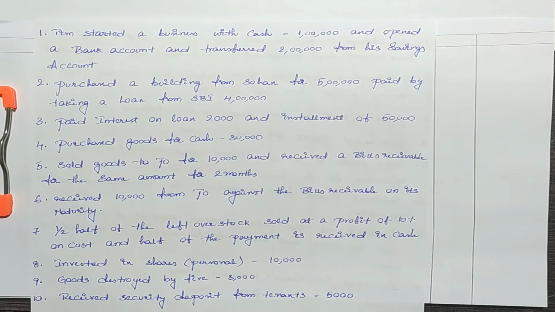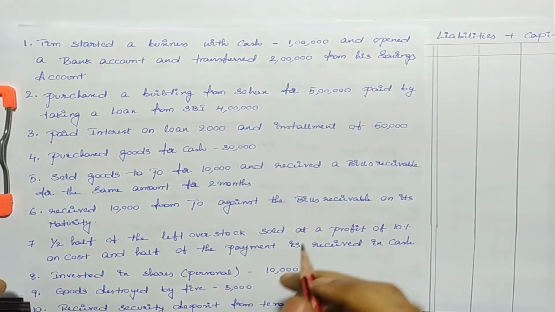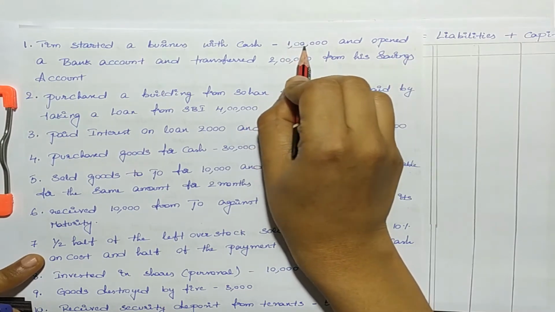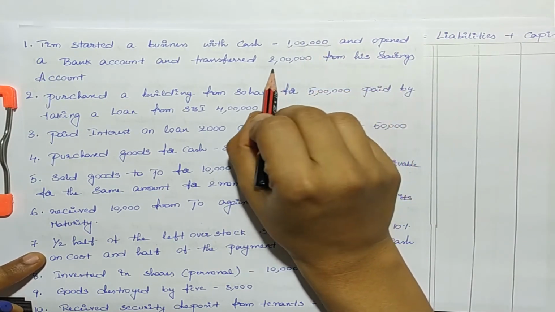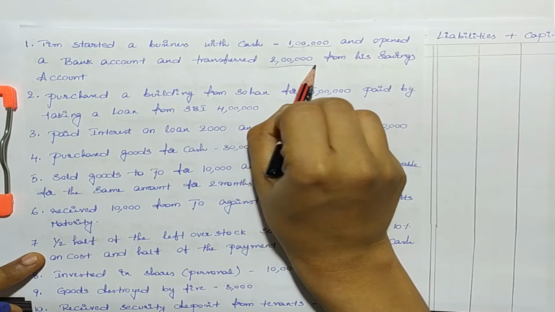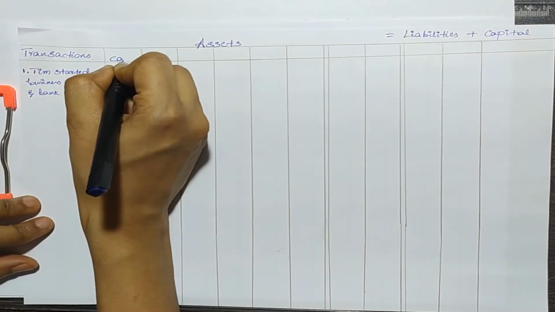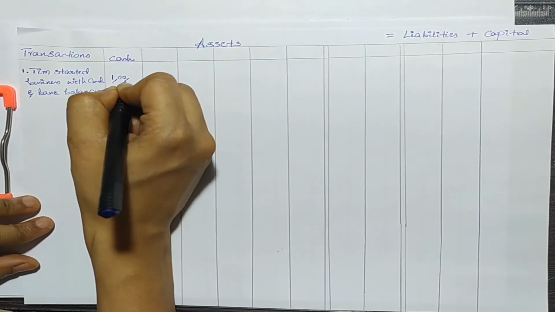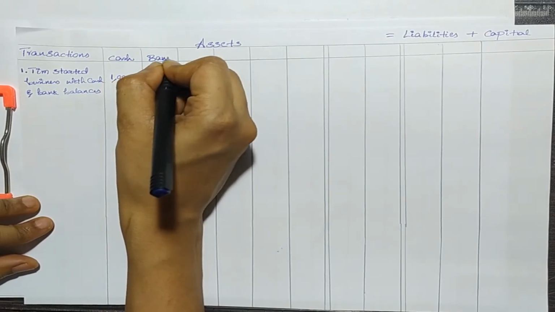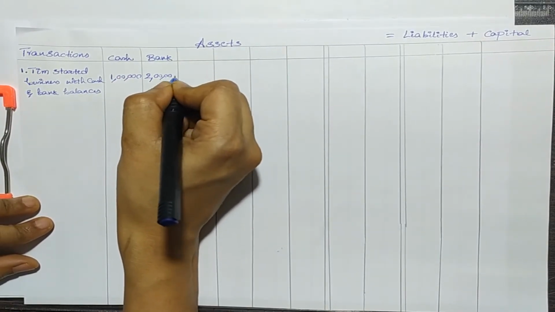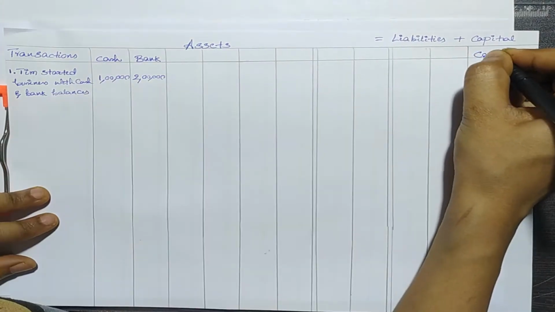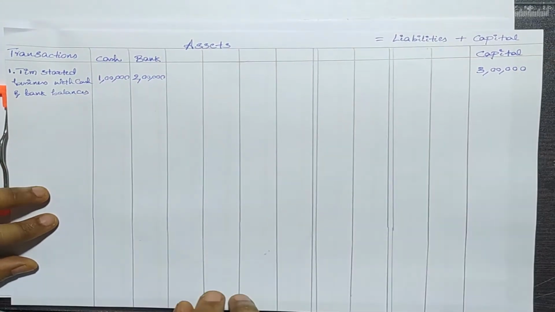Tim started a business with cash 1 lakh and opened a bank account and transferred 2 lakh from his savings account. So Tim started business with a capital of 3 lakh. That is cash 1 lakh and bank balance is 2 lakh. Here we have 2 asset accounts. One is cash, another one is bank. Under the asset side of the equation we write these 2 accounts, that is cash and bank. Under cash we mention 1 lakh, under bank we mention 2 lakh. And for capital it is 3 lakh.